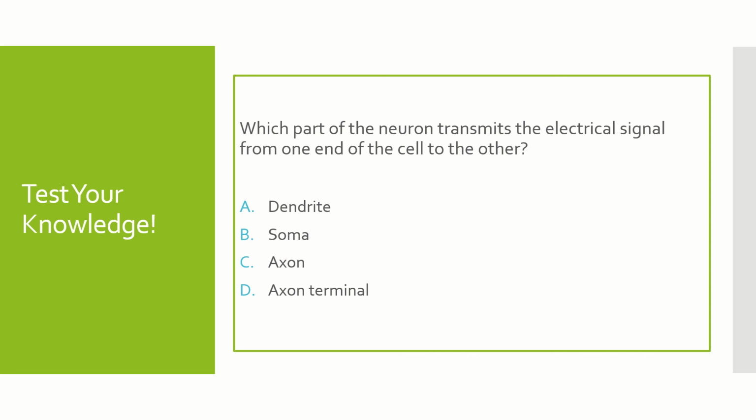Time for yet another question. Which part of the neuron transmits the electrical signal from one end of the cell to the other? Is it A, a dendrite, B, a soma, C, an axon, or D, an axon terminal? So go ahead and take a couple of seconds to answer this. Pause the video now.